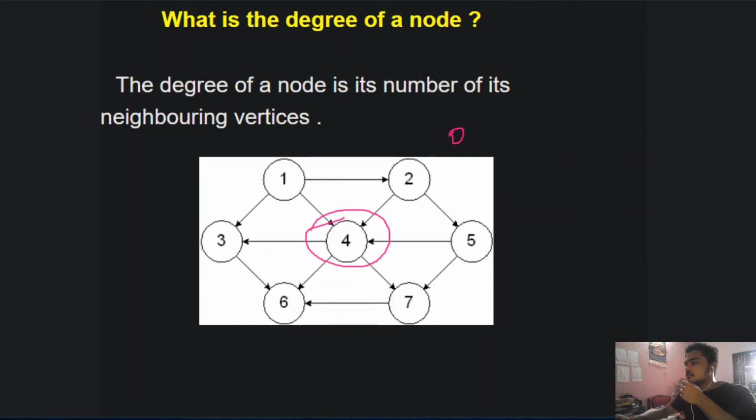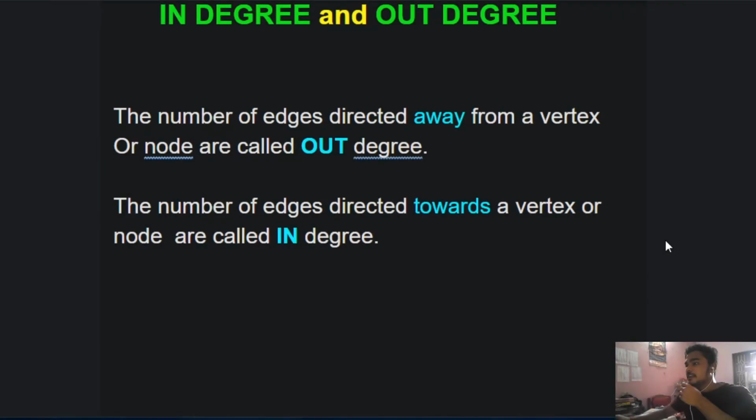If you want to know how many degrees 5 has, just count how many nodes it is directly connected to by an edge. Here it is connected to 7 and 2, so it has 2 nodes. Okay, so that's that. Now let's see the next thing, called in degree and out degree.